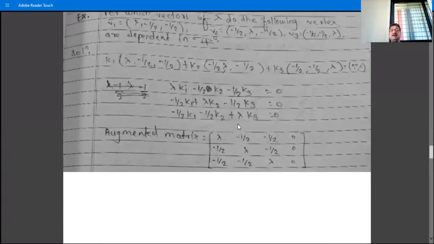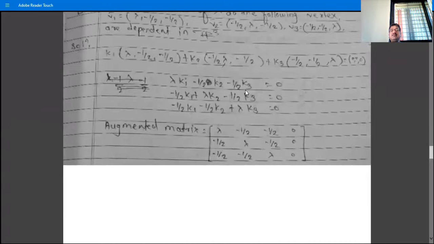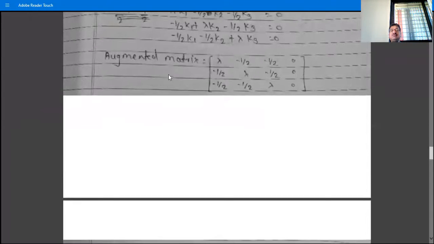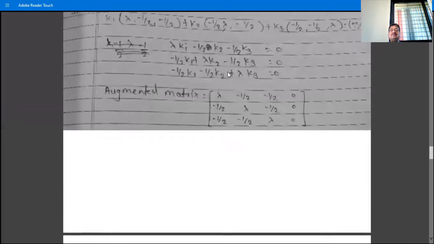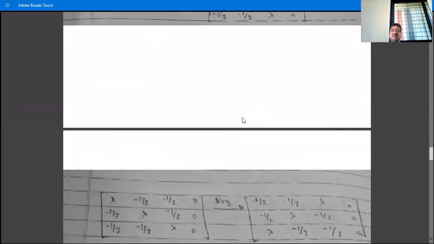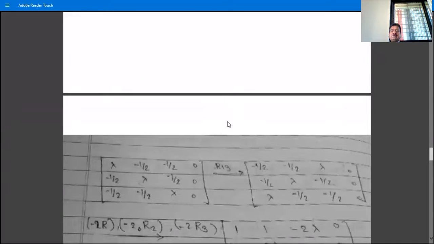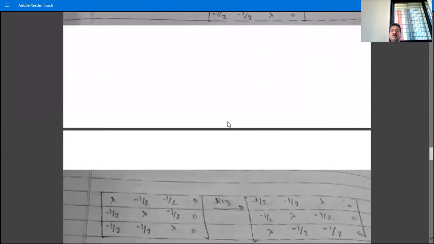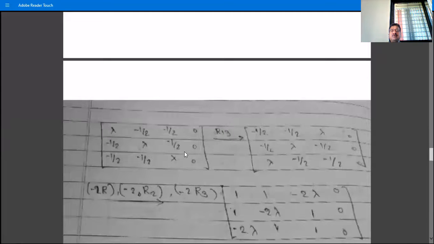We have this system. Now we have to solve it and find the values of K1, K2, K3. So the augmented matrix is this, with coefficients of K1, K2, K3 and right-hand side 0. Now we have to reduce this matrix to echelon form. In order to do that, we interchange the first and third rows, so we have this matrix after interchanging.